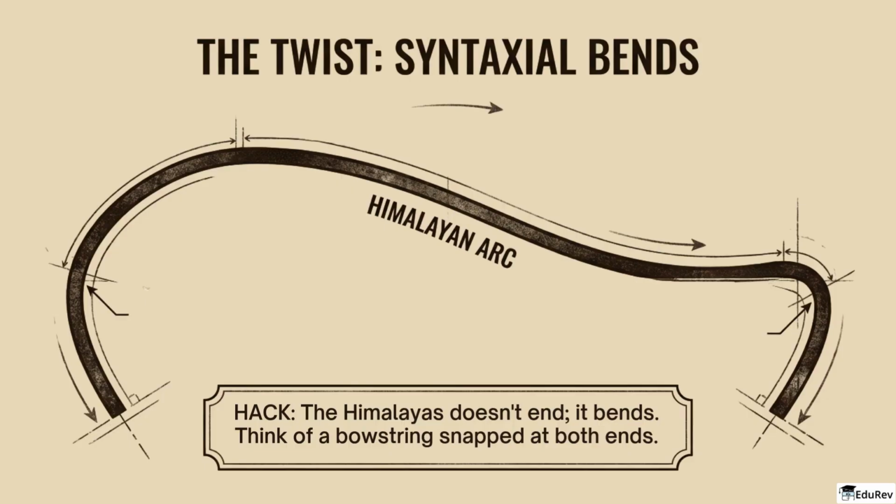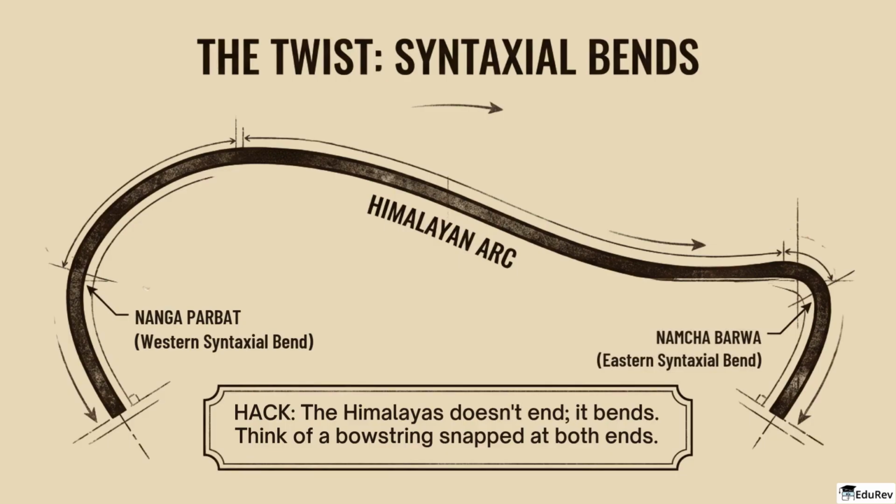Now understand the shape of the Himalayas. They form an arc. Western syntaxial bend, Nanga Parbat. Eastern syntaxial bend, Namcha Barwa. Memory trick? Nanga Parbat is closer to Pakistan side, west. Namcha Barwa is in Arunachal side, east. Visual memory beats rote memory.